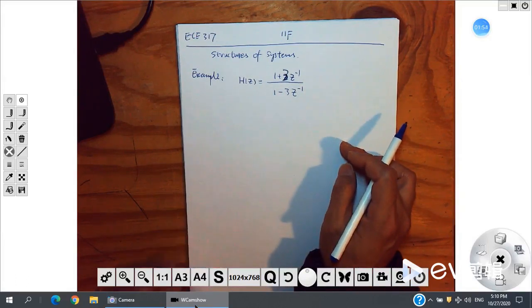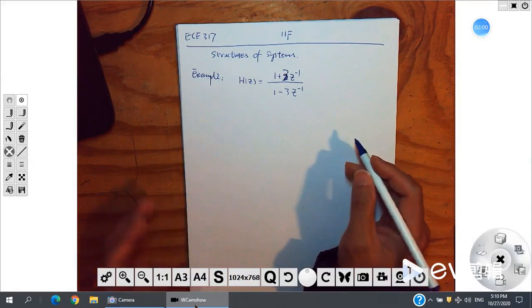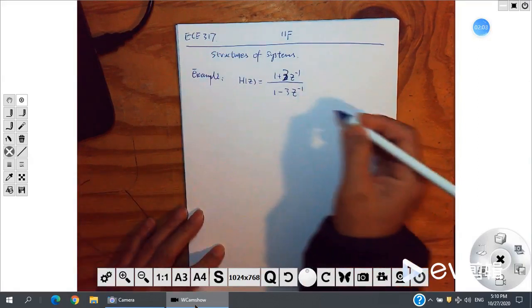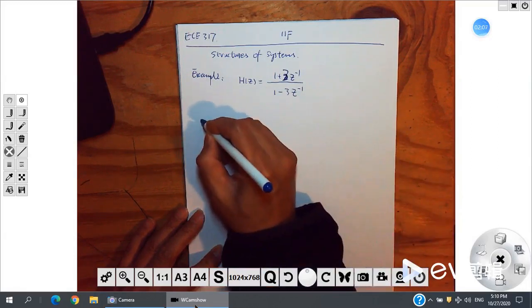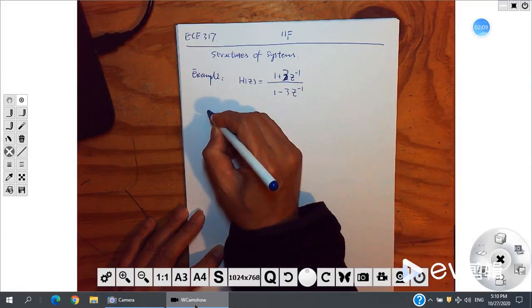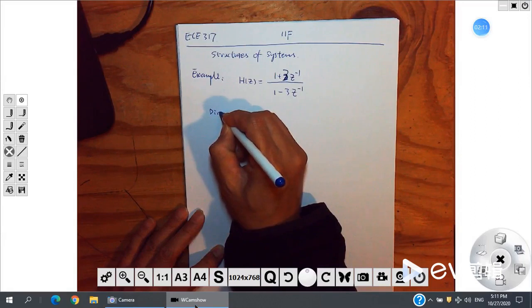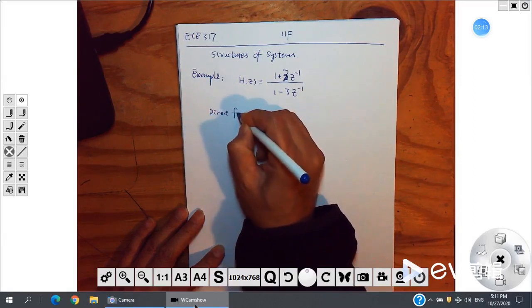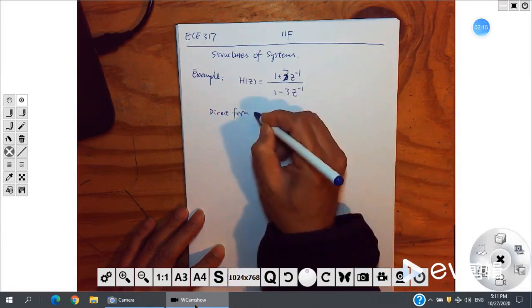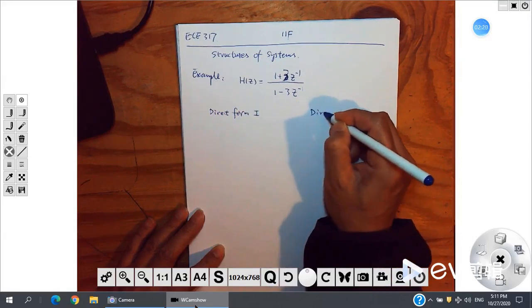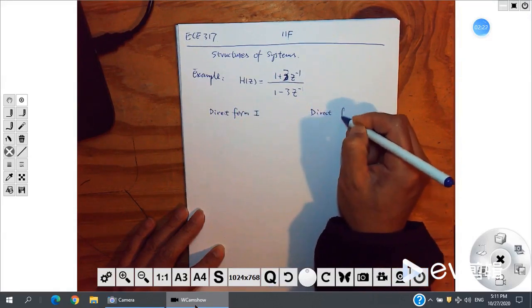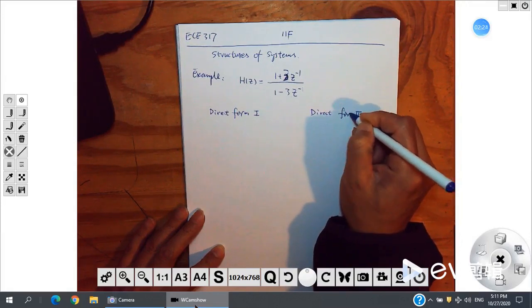Of course here you have a problem. What do you mean by a better structure? You have different structures, so what do you mean by better? Let me just write 2 different ones as an example. We use direct form 1, and the other is direct form 2.